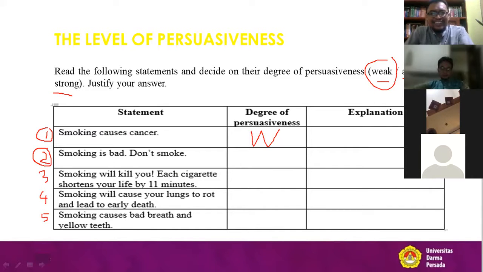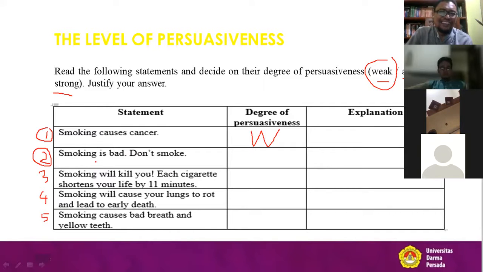Do you think it's going to make some kind of persuasion there? Not persuasion in this statement: smoking is bad, don't smoke. Not persuasion, sir. There is no persuasion at all, right? Yes. It can be emotional, but not positive or negative.